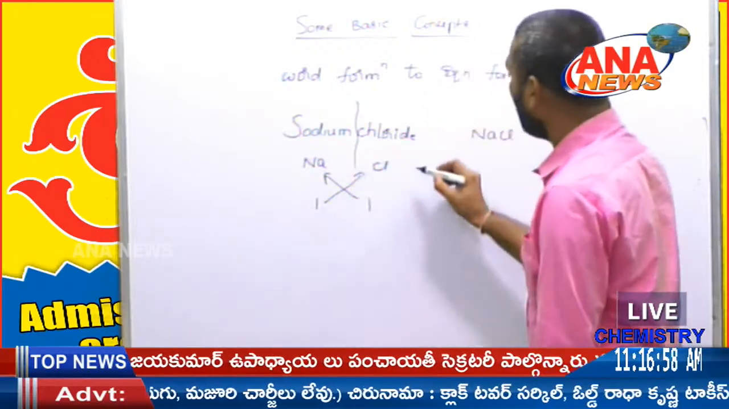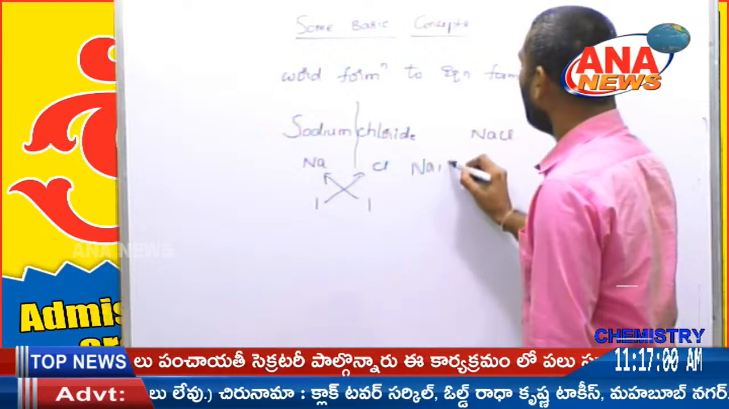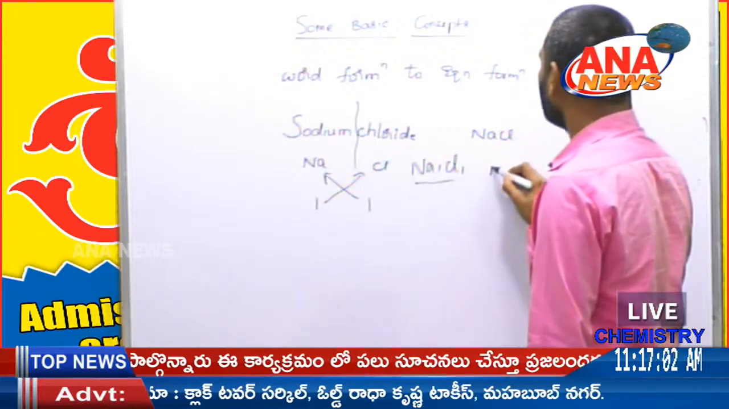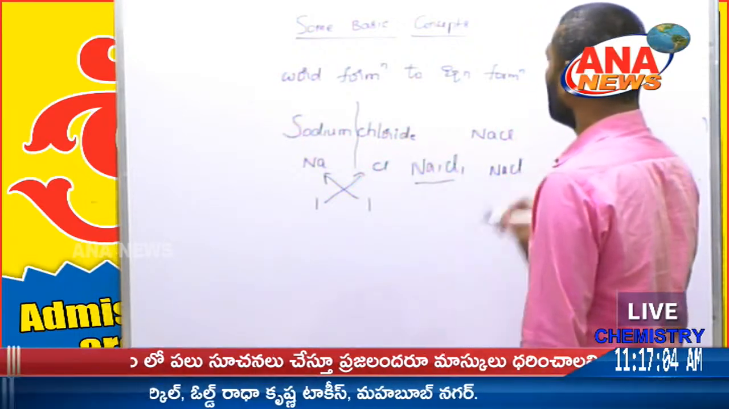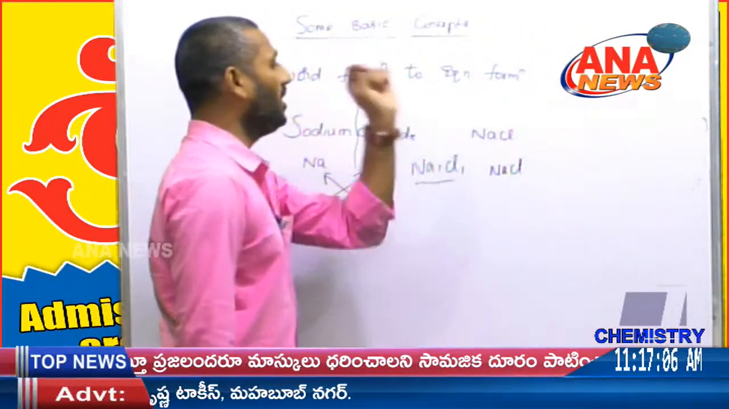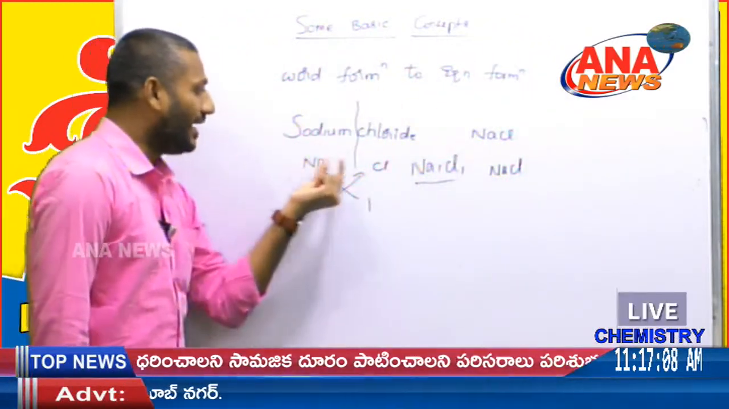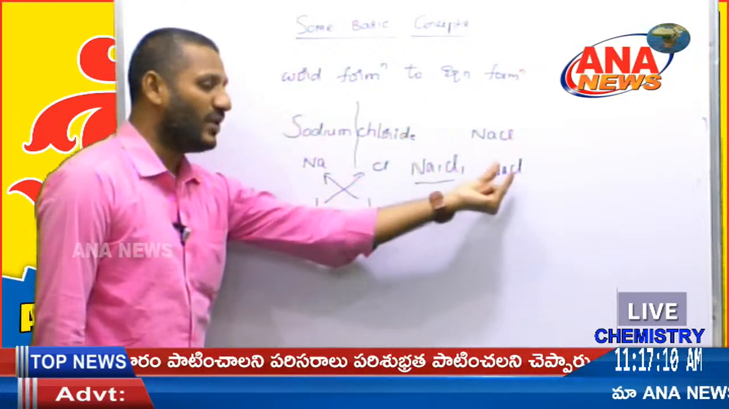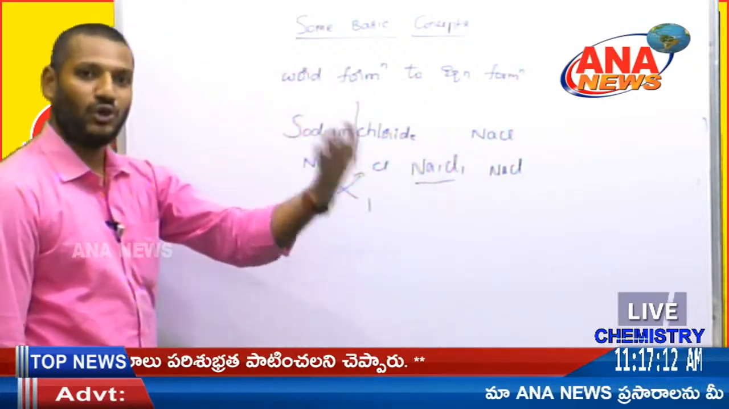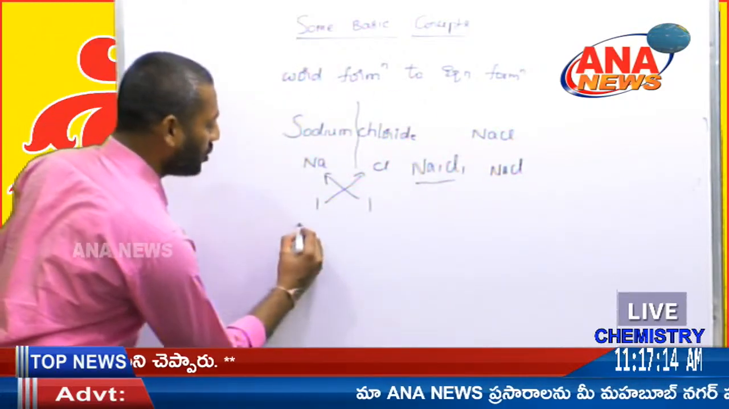So that is called Na1 and Cl1. So it can be written as NaCl. So that is the word formation to equation form by using the elements and valencies. So it can be easily written down. Now let us go to another example, magnesium chloride.